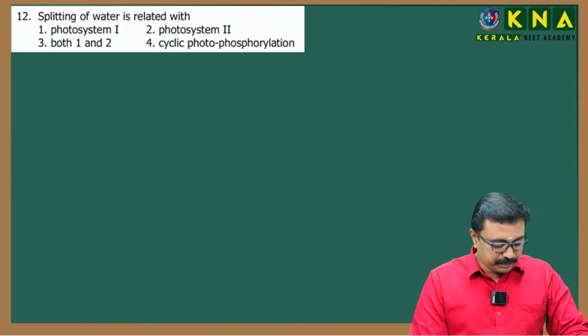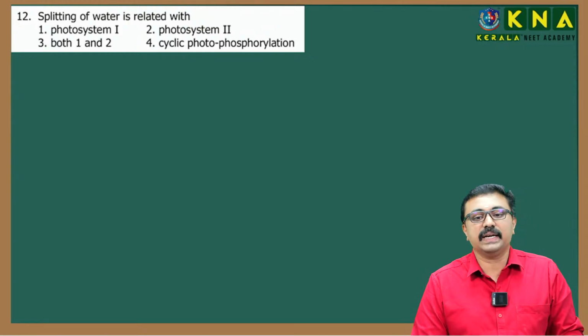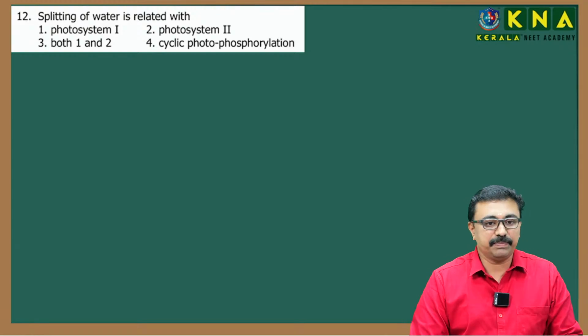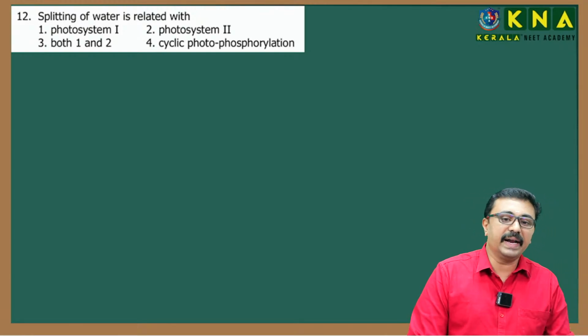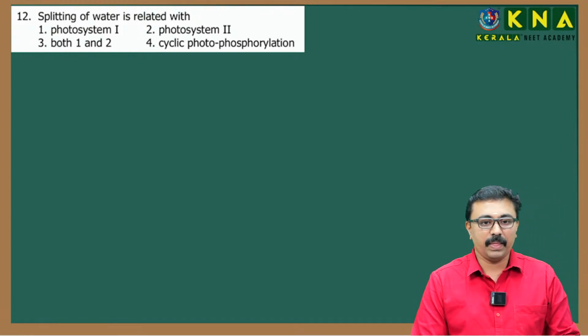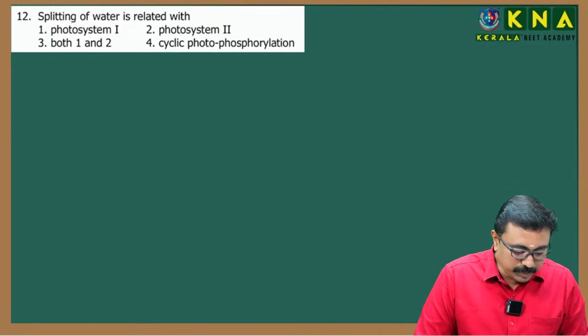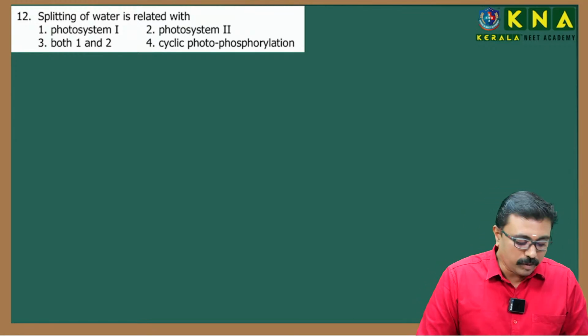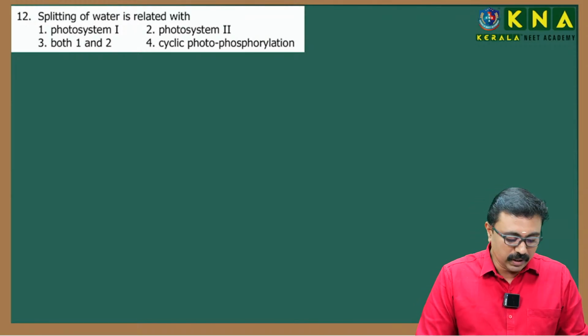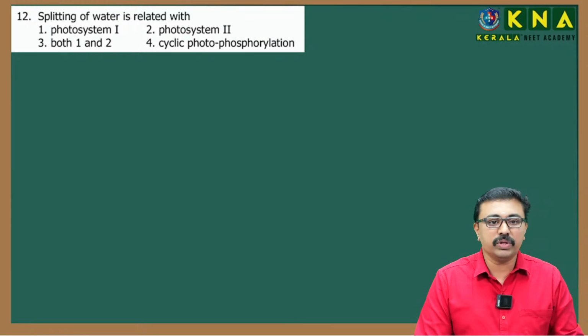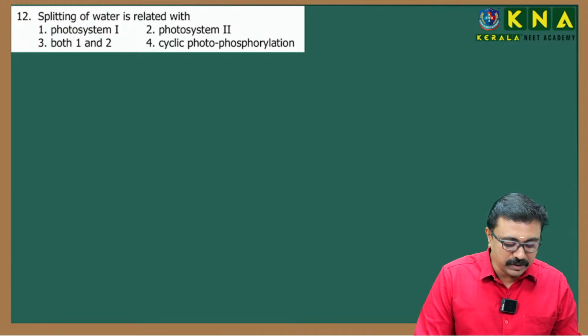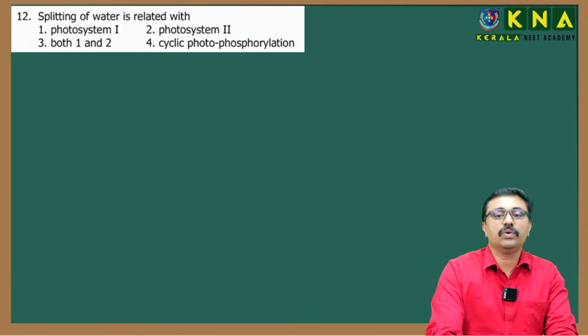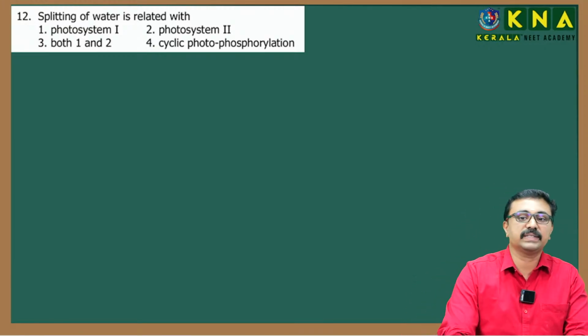Next question: splitting of water is related with which of these? Option 1, photosystem 1. Option 2, photosystem 2. Option 3, both 1 and 2. Option 4, cyclic phosphorylation. Can you answer the question?